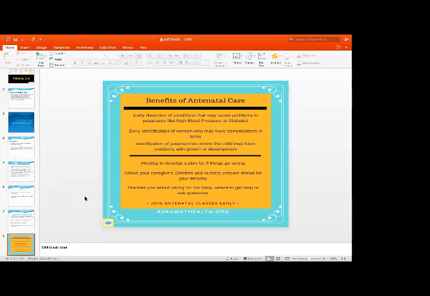Helping to develop a plan for if things go wrong. If there are certain complications during pregnancy, then we must have a plan. Allows your caregivers to prepare ahead for your delivery and teaches the patient about caring for the baby, where to get help or ask questions. See, these are the benefits of the antenatal care which is given to the patient.